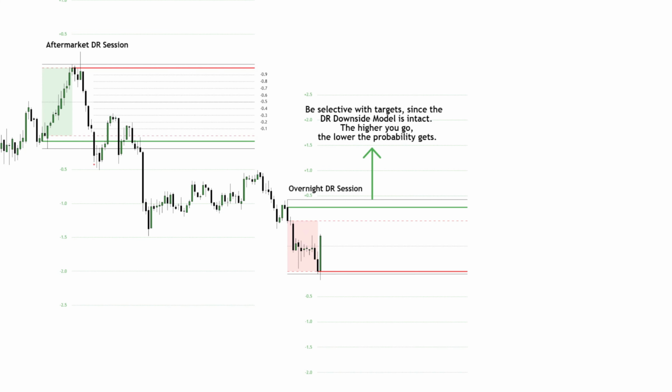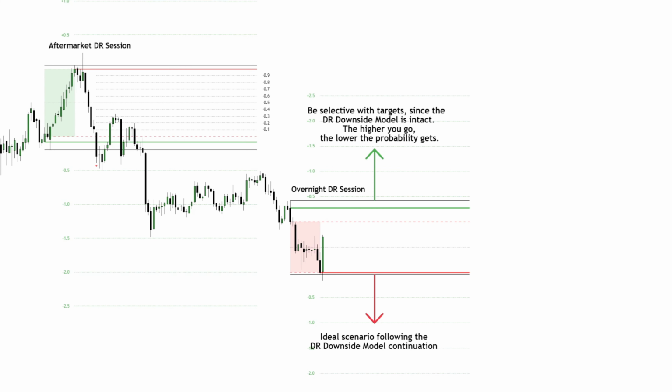If price had confirmed long, we'd need to be selective with targets due to the sensitivity of the nearby aftermarket DR session levels. In a DR downside model, those levels often act as resistance and can flip the odds against us. But if we get a short confirmation, everything aligns: the red DR box, the downside model, and the overall session structure.